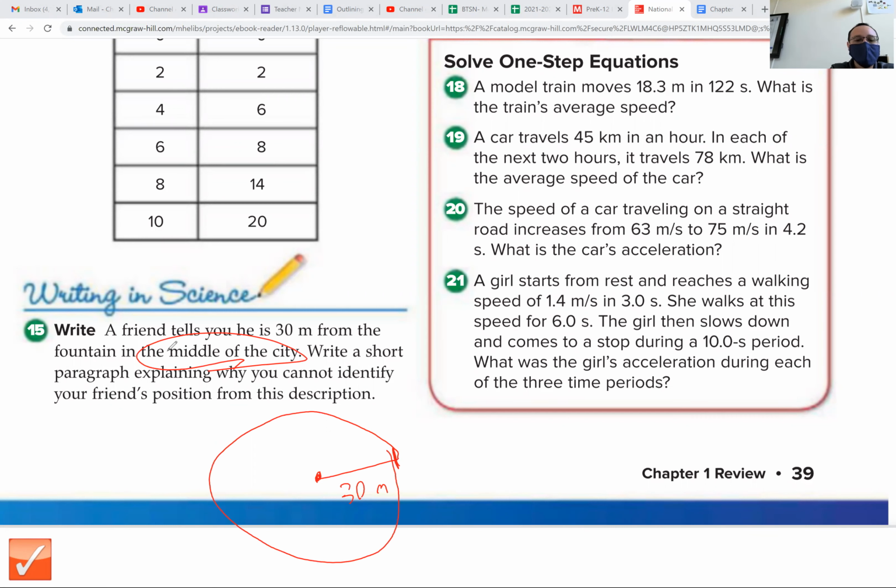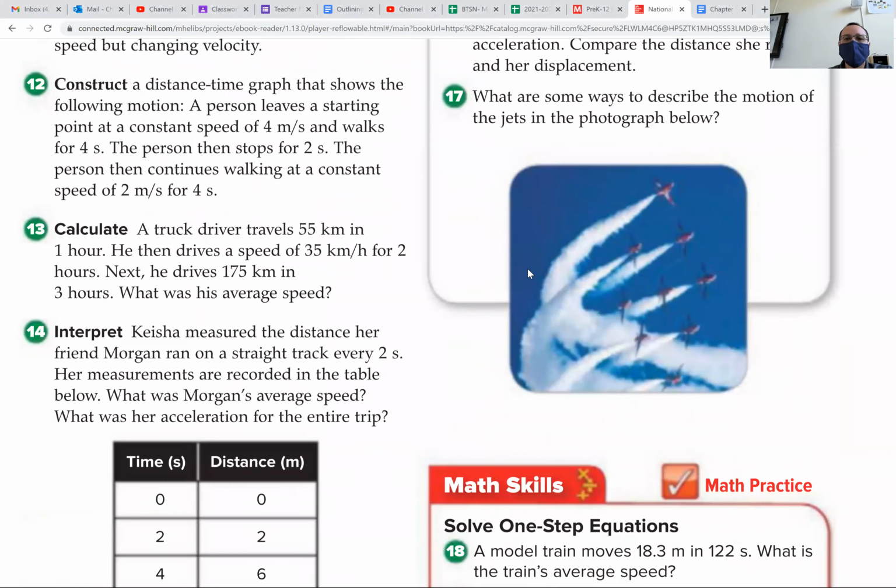You don't know which direction your friend is from the middle of the city. So that person could be in any one of these places, right? You'd have to walk around this whole circle to find your friend. Okay, that's the story there. So that's why that's not helpful, or as helpful as it could be. 30 meters, not so bad.